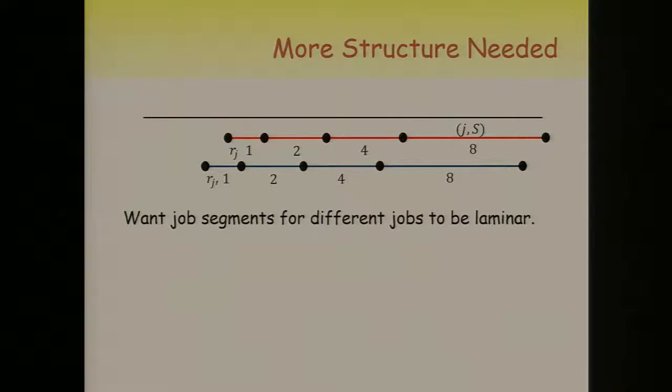Now what you want is something slightly stronger. What I want is that I want these segments to be what is called laminar. I don't want them to cross each other. For example, I don't want such a picture here, where this red and this blue segment are crossing each other. I want that any 2 segments for different jobs should either be contained in one another or be equal to one another. So this is one technical aspect I need. Again, I'll show you a trick using which you can do this.